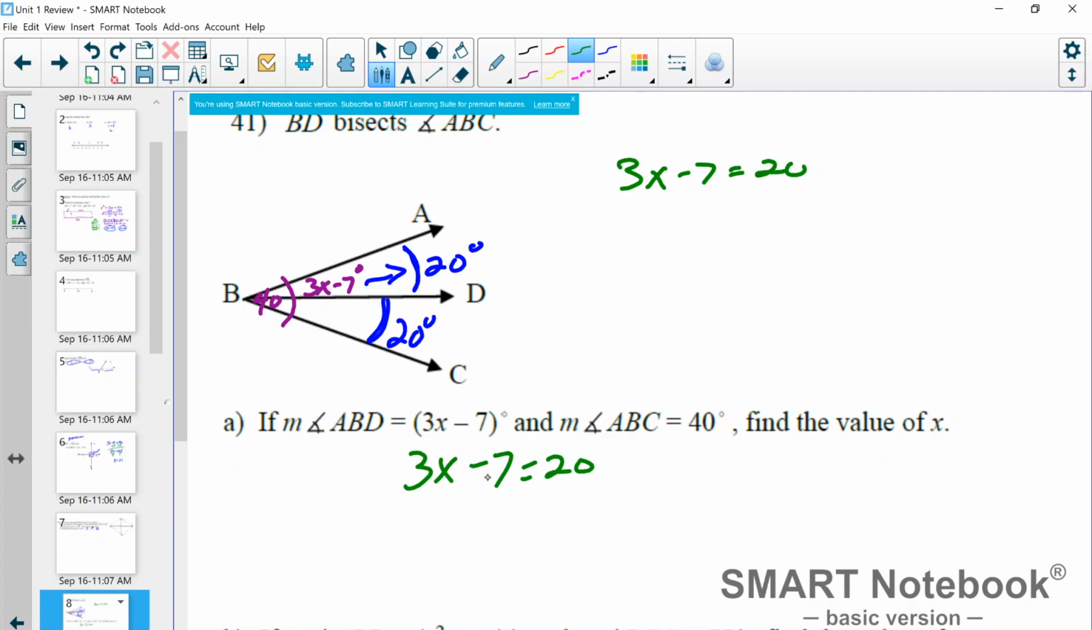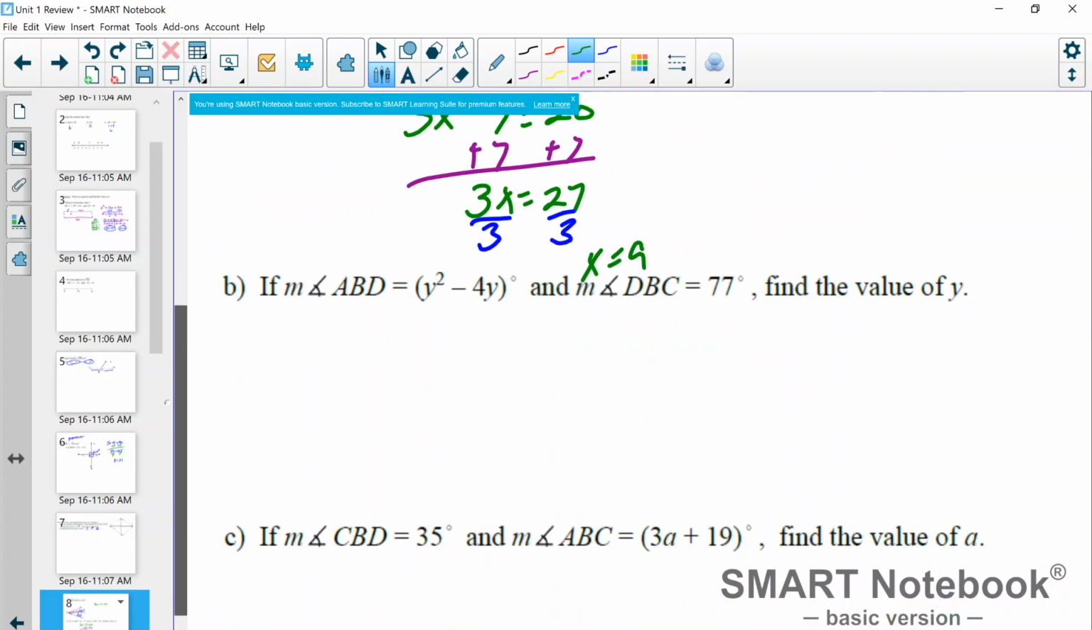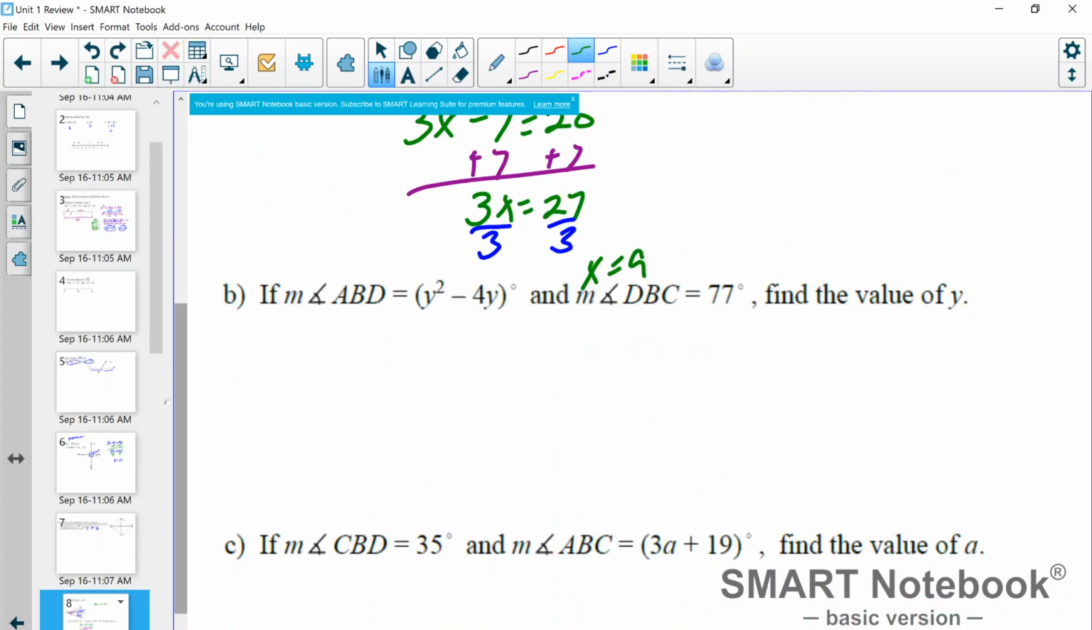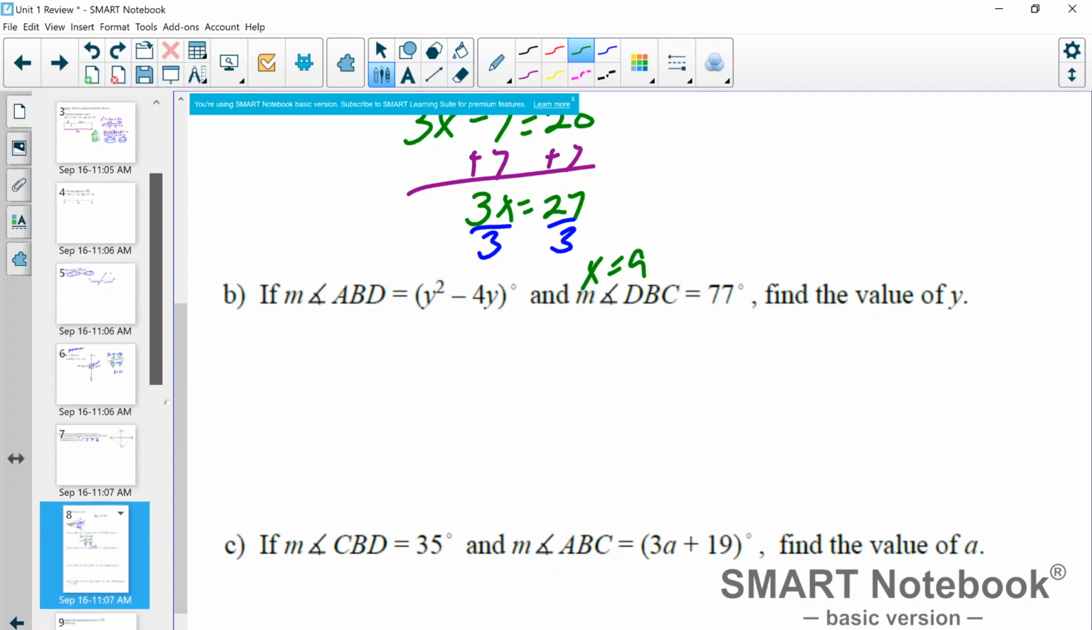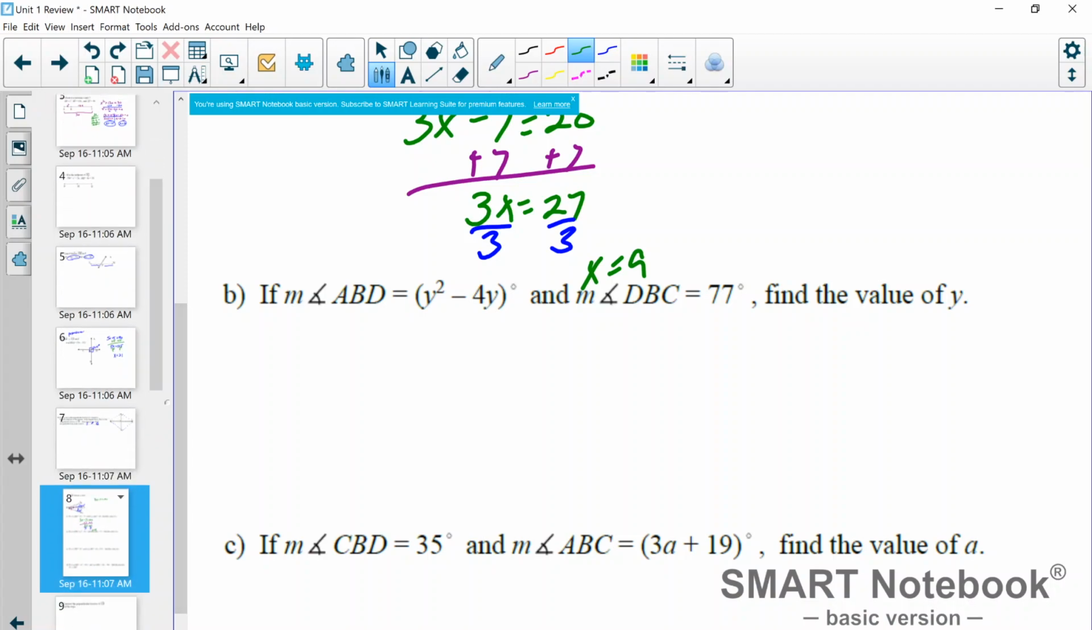So 3x minus 7 gives me 20. Solve for x. I'll add 7. We get 3x equals 27. Divide by 3. X gives me 9. And we can do that same philosophy with the other two, which I can cover in class as well.